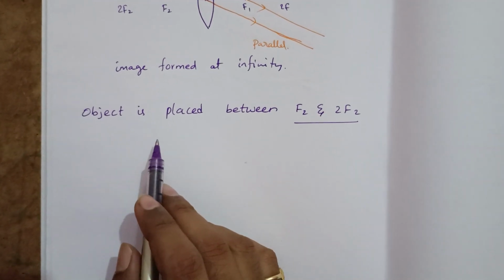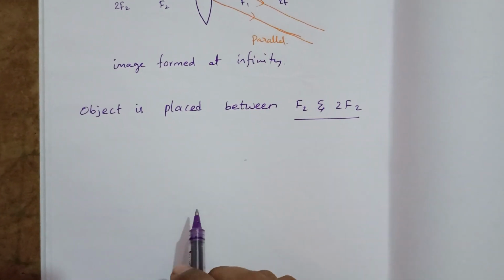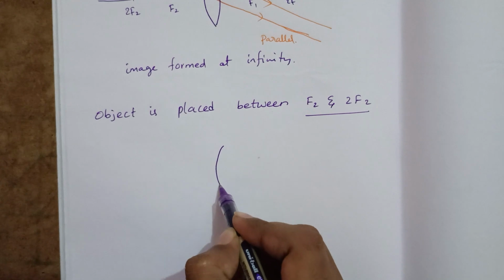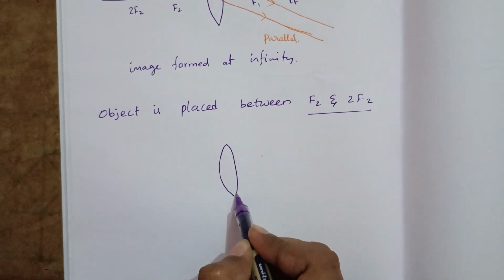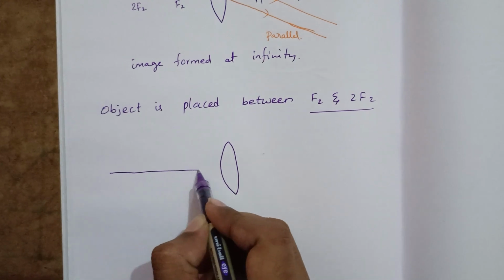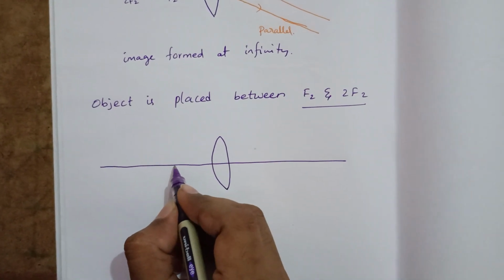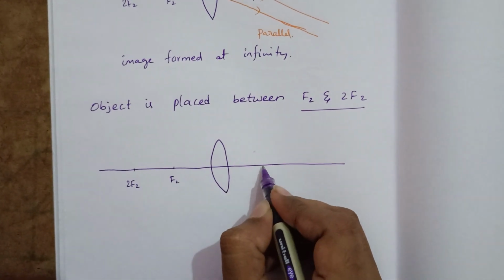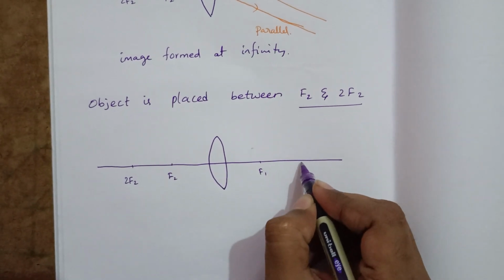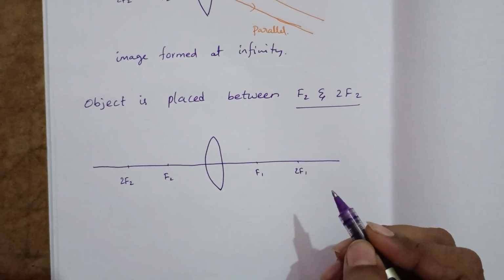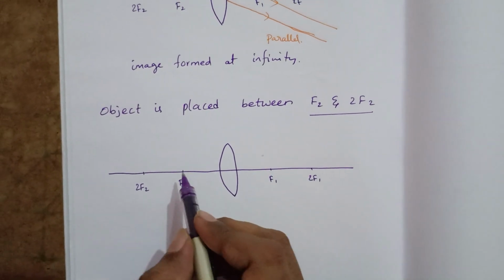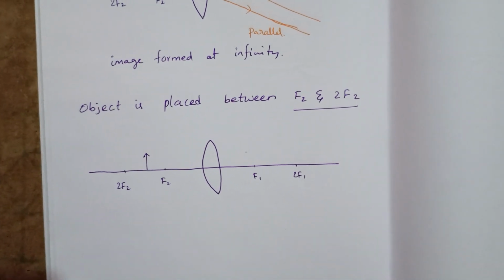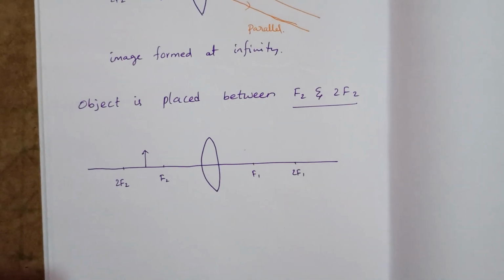Now the object is placed between f2 and 2f2 in front of the biconvex lens. Biconvex lens. Principal axis, f2, 2f2, f1, 2f1. Now the object is placed between f2 and 2f2. We will take two rays.